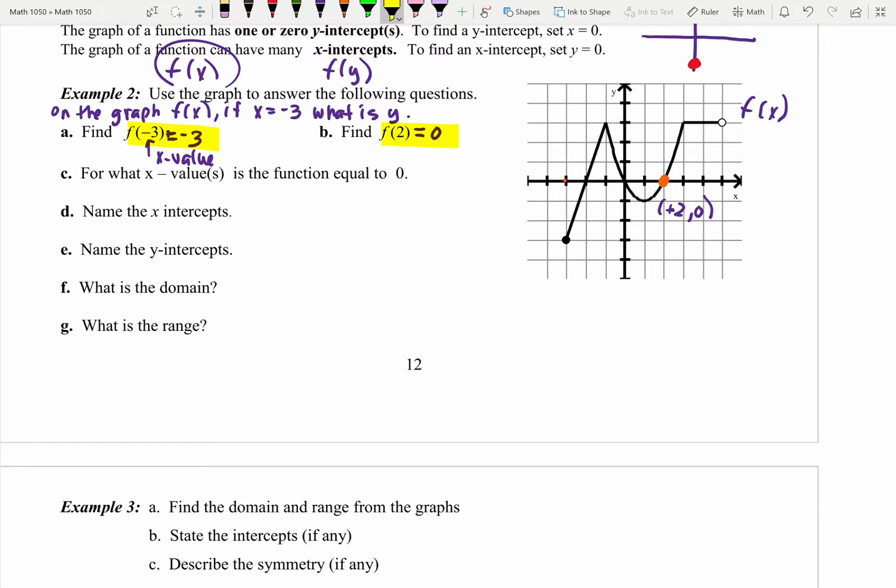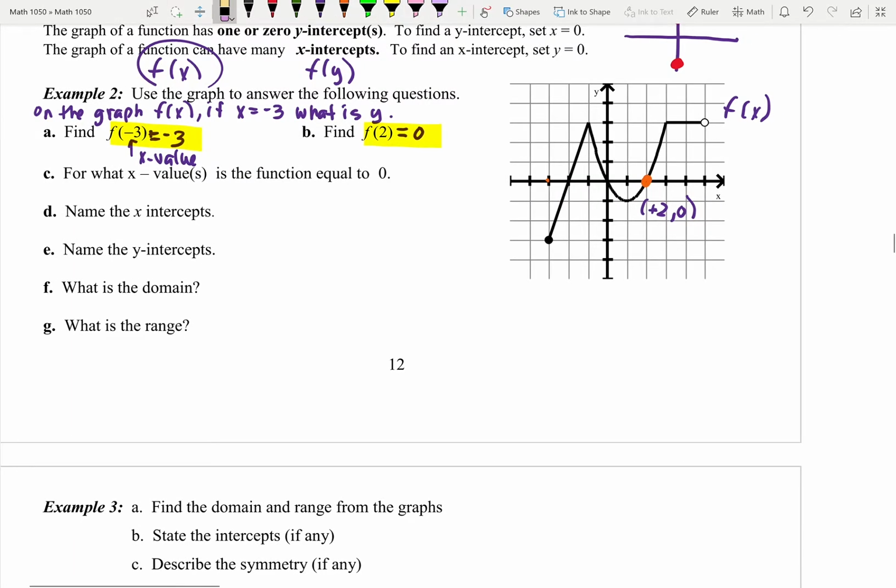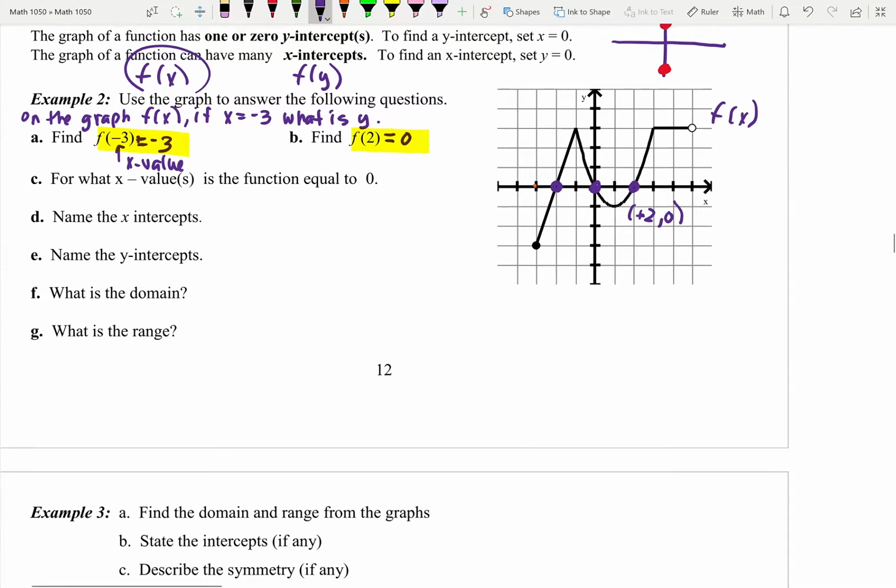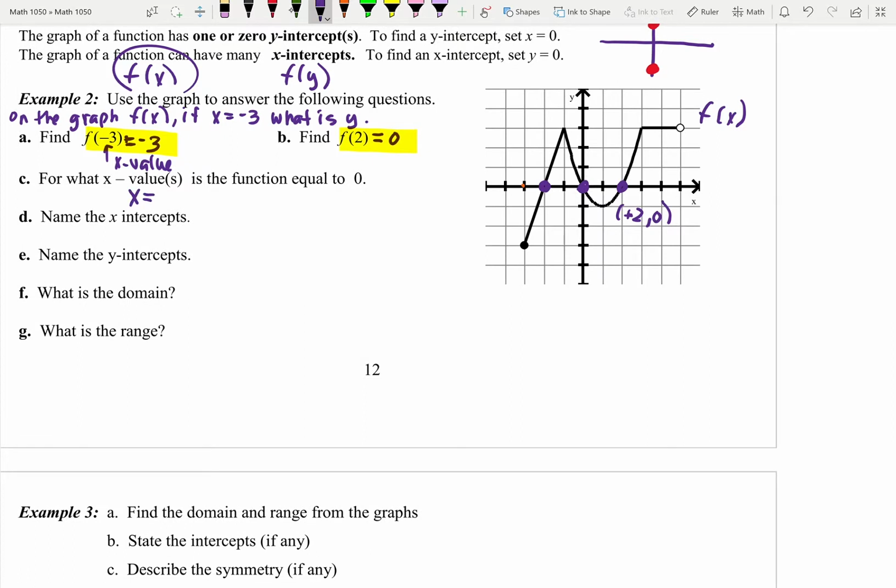For what x value is the function equal to 0? Here are the 3 places that the function's equal to 0. Right here, and right here. You have to be really careful in this class and read the questions. For what x values? They don't want ordered pairs, they want the x values. So everybody go x equals -2, 0, and 2. Those are the 3 places on the x-axis where it touches it.